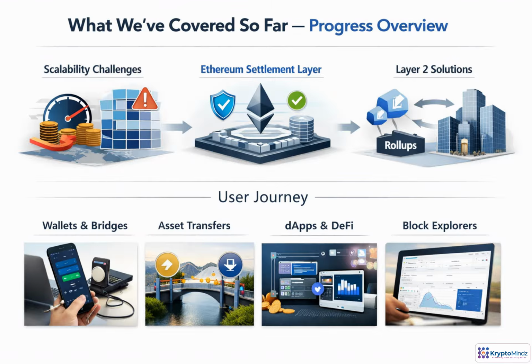So far, we've covered why Ethereum gets congested, how it anchors trust as a settlement layer, and how Layer 2s help. This section shifts from architecture to practical rollup use: wallets, bridges, apps, transfers, and explorers.